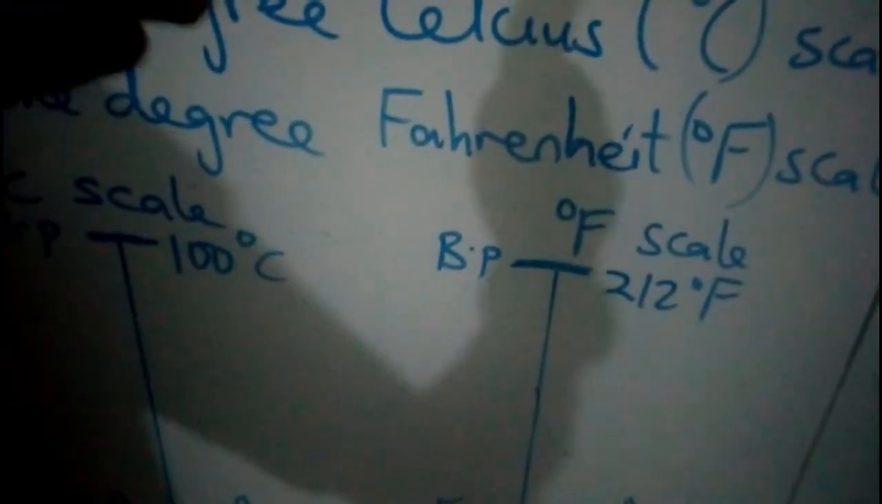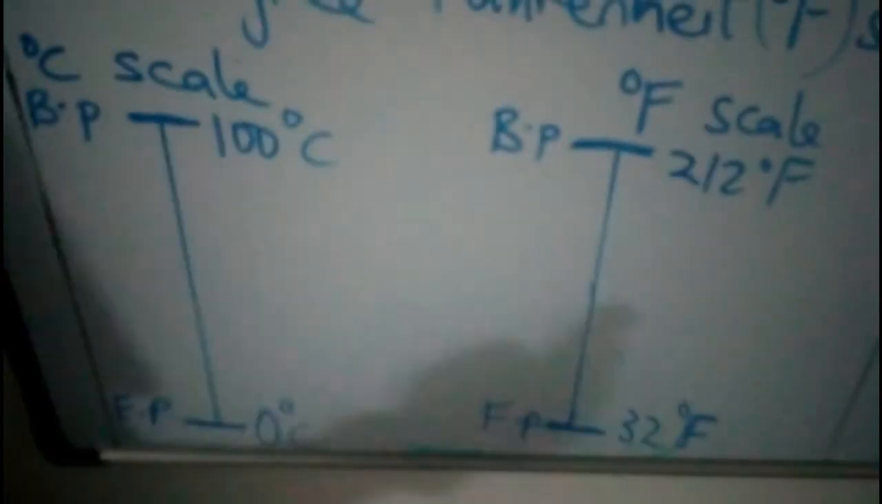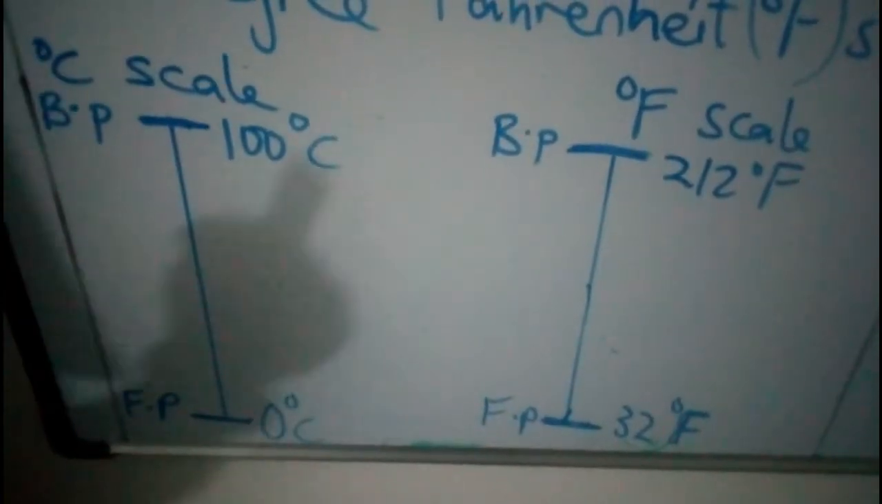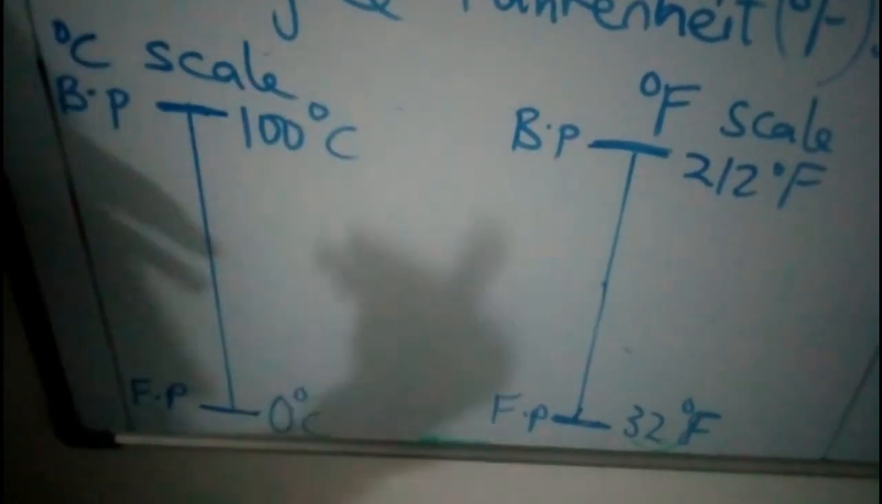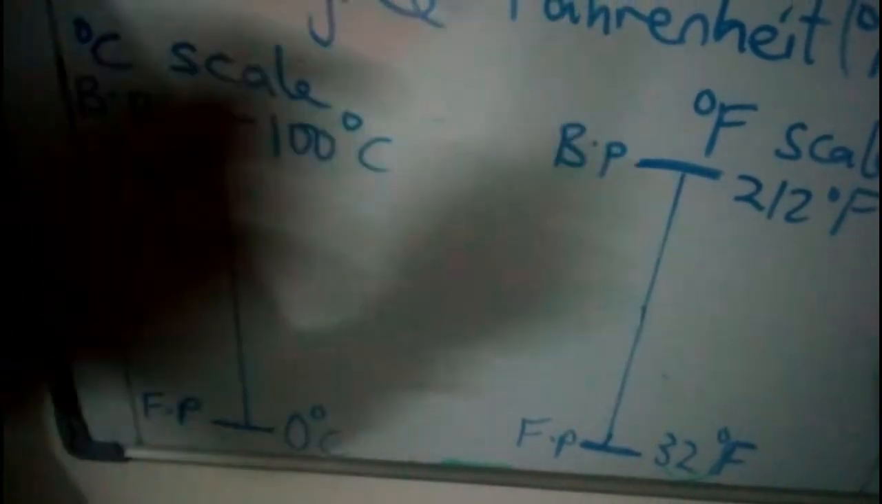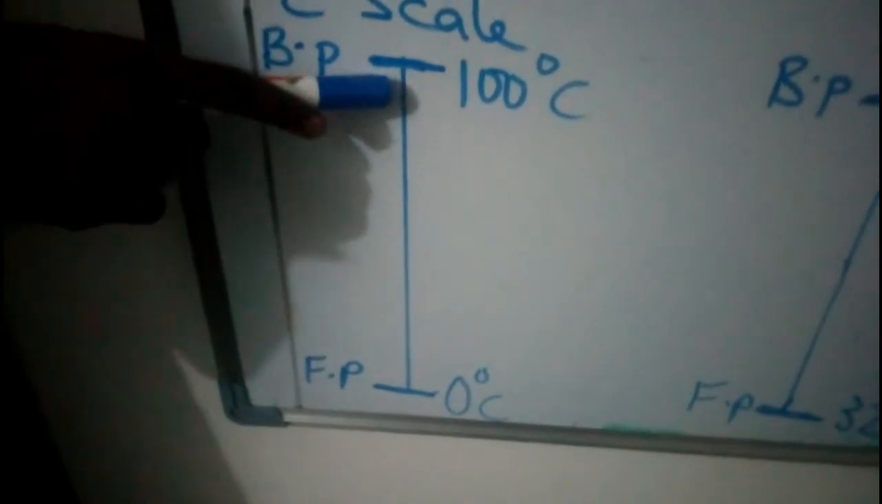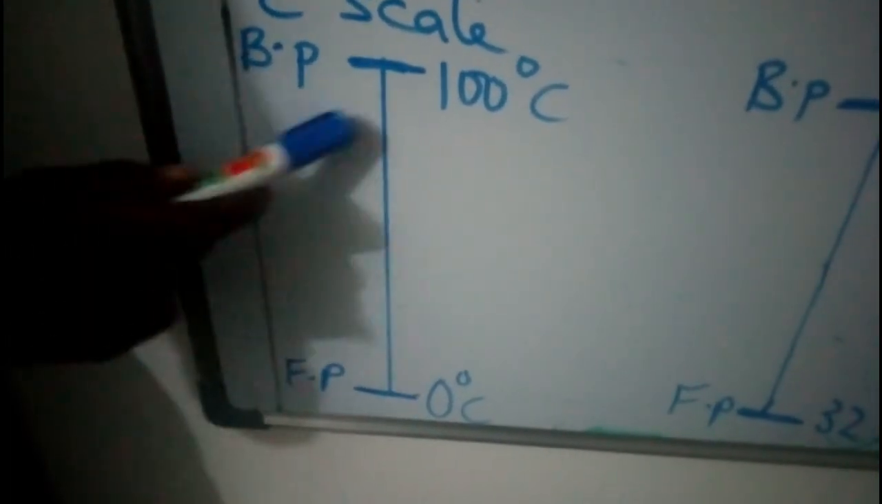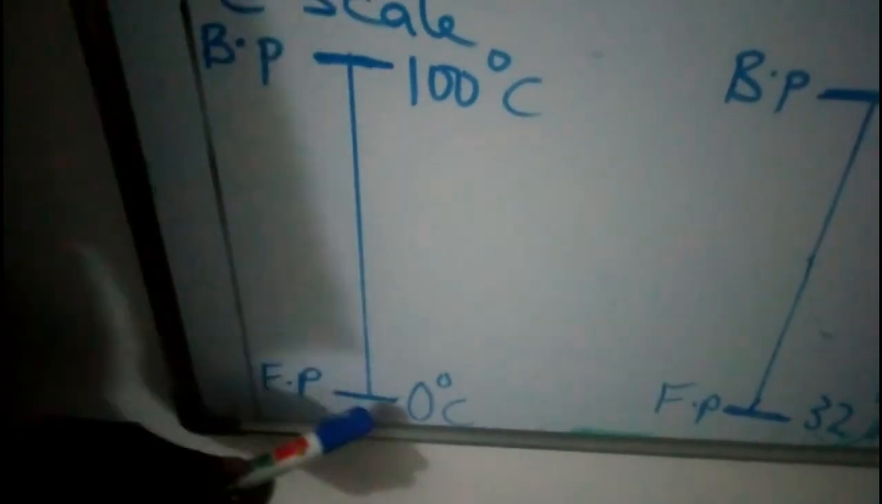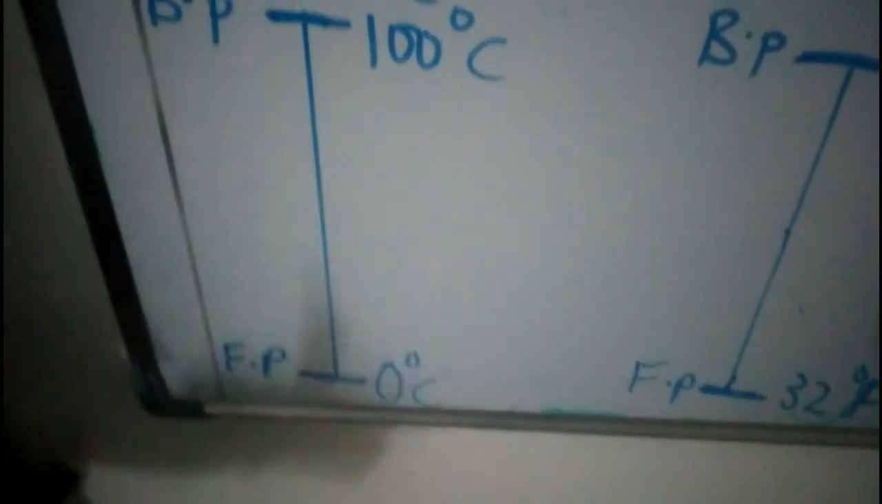Now if you look at the lower part of the board, we have two scales that we have drawn there: the degree Celsius scale and the degree Fahrenheit scale. We are going to compare them and look at the differences between these two scales so you can have a better understanding. On the left hand side, the first one is the degree Celsius scale. For each of the scales, there are two fixed points, the upper point and the lower point. The upper point is called the boiling point, BP, and the lower point is called the freezing point, FP.